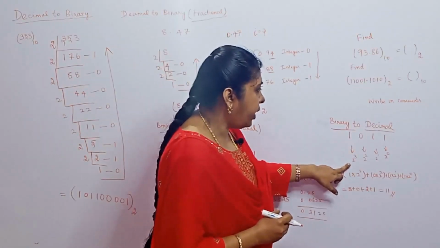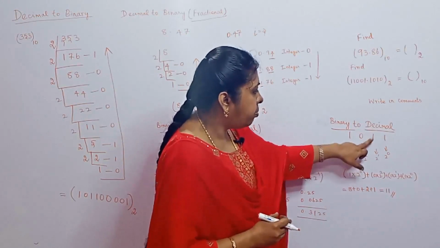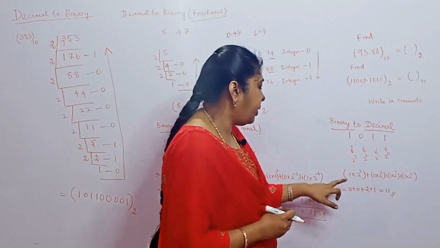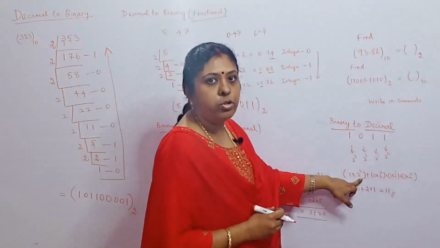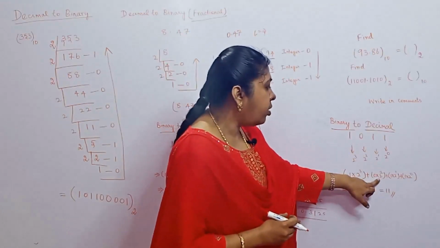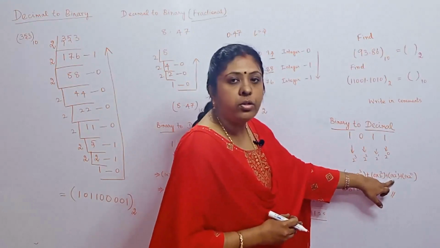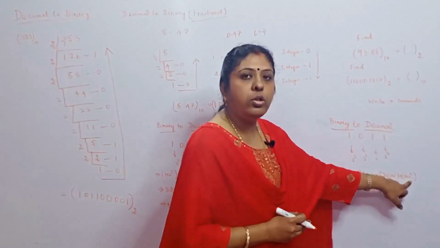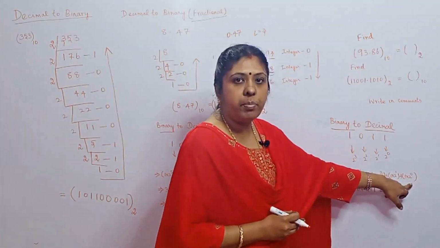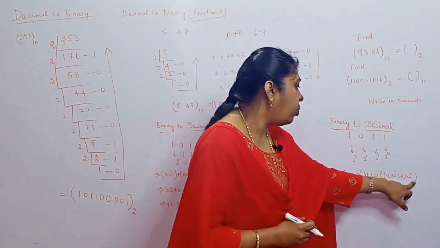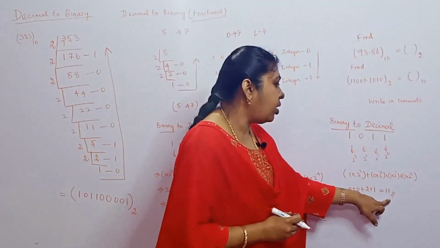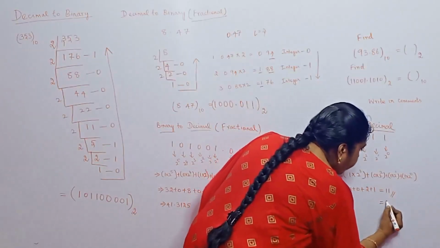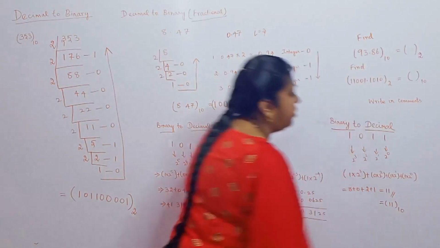So 1 into 2 power 3 plus 0 into 2 power 2 plus 1 into 2 power 1 plus 1 into 2 power 0. Here 1 into 2 power 3, 2 power 3 is 8. So 8, plus 0 into 2 power 2, 0. 1 into 2 power 1, 2 power 1 is 2. So 2. 1 into 2 power 0, any number to the power of 0 is 1. So 1 into 1, 1. So 8 plus 2 plus 1 gives the value 11, which is the decimal number.